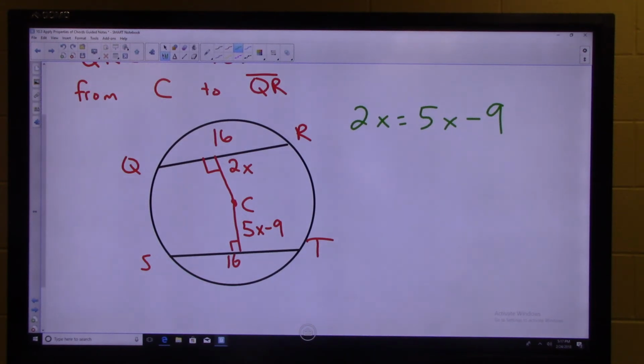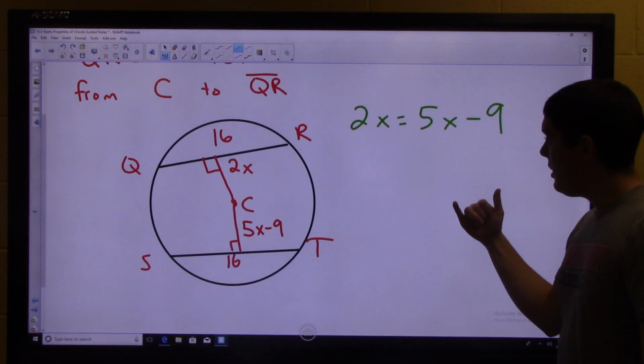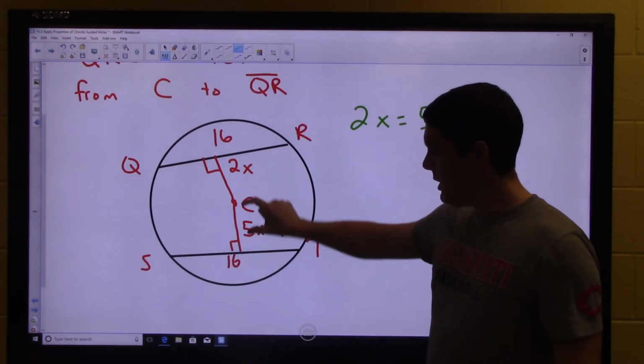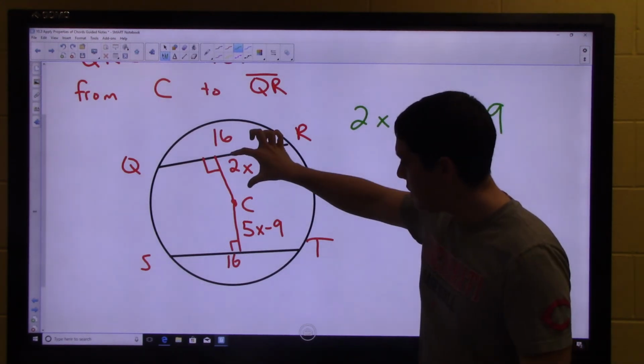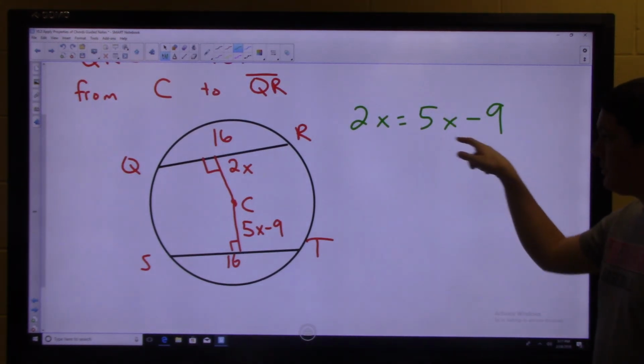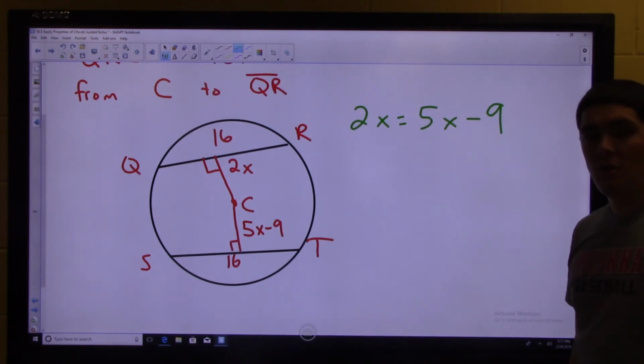Alright, the reason, again, I just want to explain this a little bit further. So the reason why I set those equal is because if the chords are congruent, they have to be equidistant from the center. Alright, these represent the distances from the center. Alright, so I know those two have to be equal. So all I got to do is solve that.